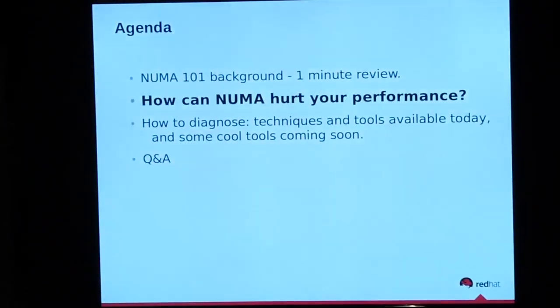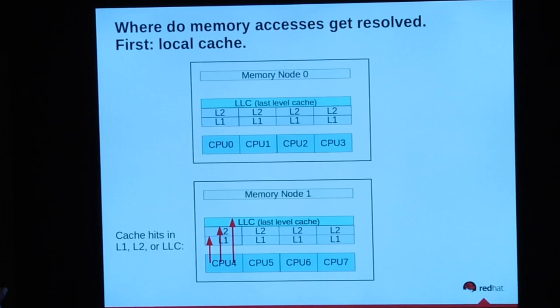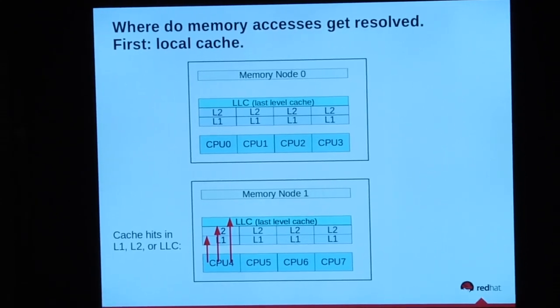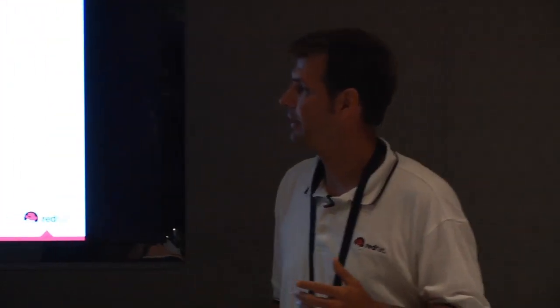And now we're going to get into how NUMA can hurt your performance, and how do you find out? Before we start that, we want to sync everybody up on the background here. How many people are familiar with the CPU and their caches, the L1s, L2s? Okay, good. We'll breeze right through this then. We're all familiar that CPUs have L1, L2, L3, or LLC caches, and those are the easiest places to get your memory.